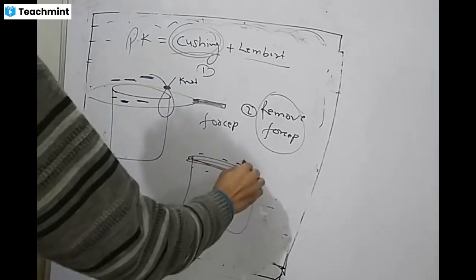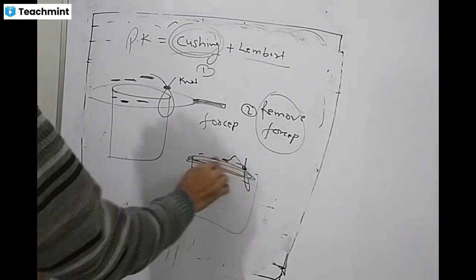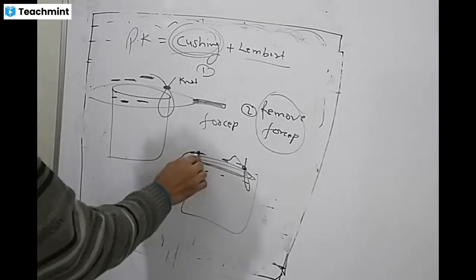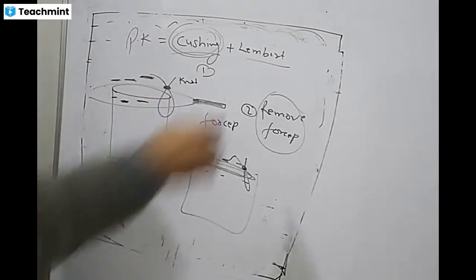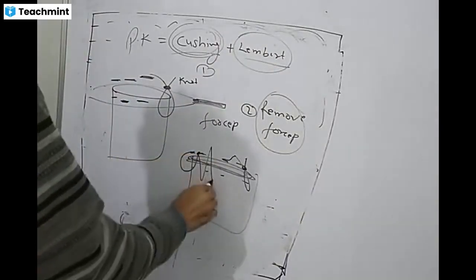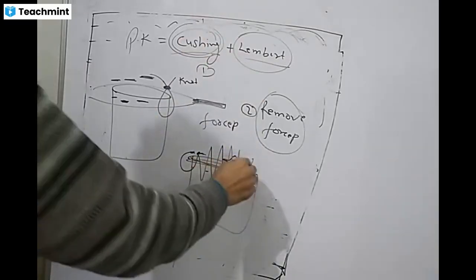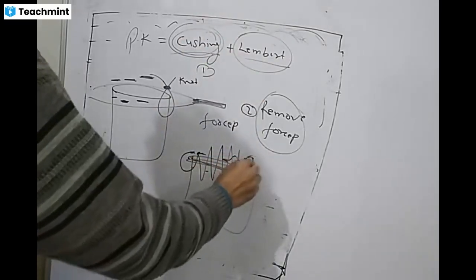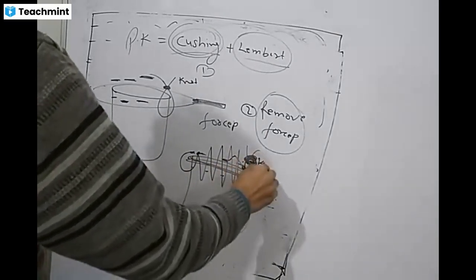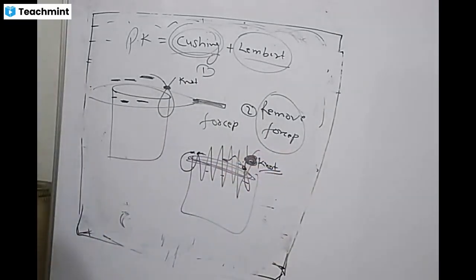One end was here, and with the help of the other end, now we come to this point. This is the other end of the suture material. Now we start Lambert, and Lambert is perpendicular to the incision like this. After coming to the original point, we tie these two ends with a knot. This is how Parker-Care is placed.